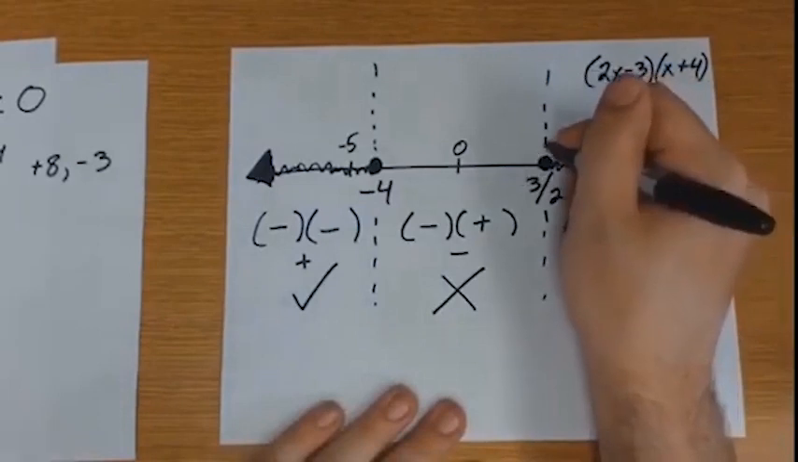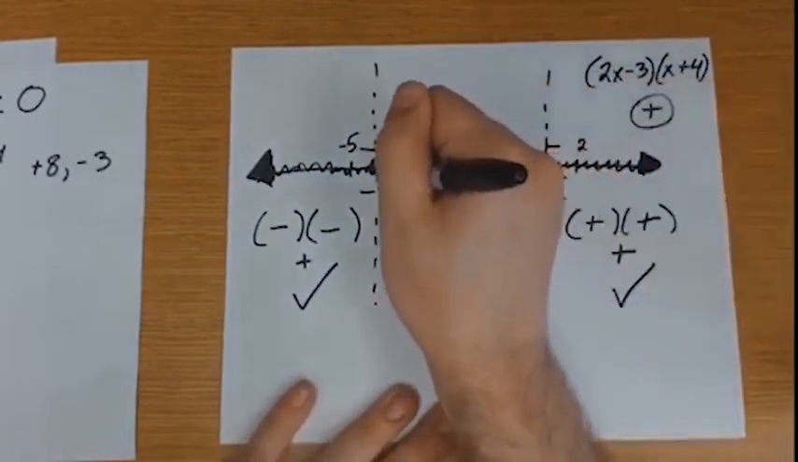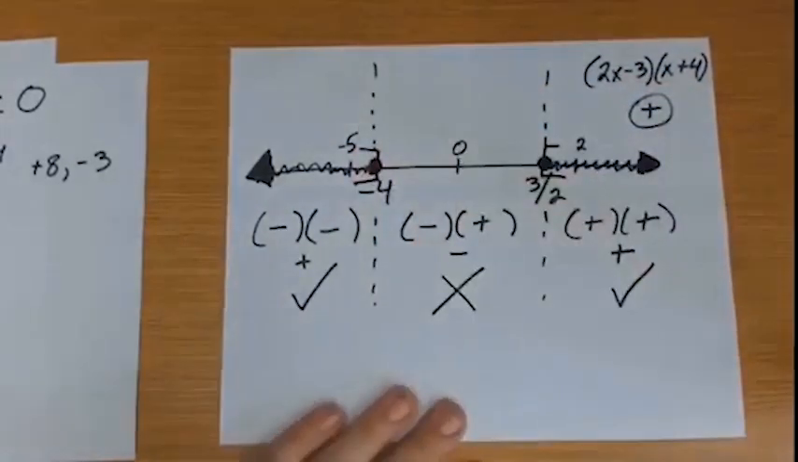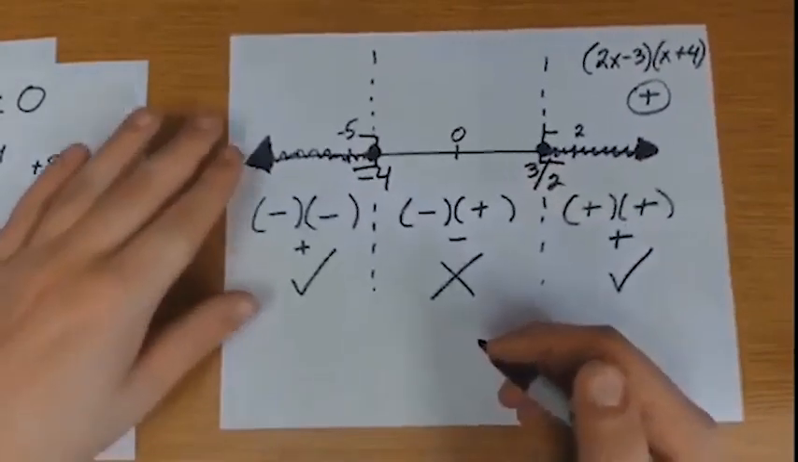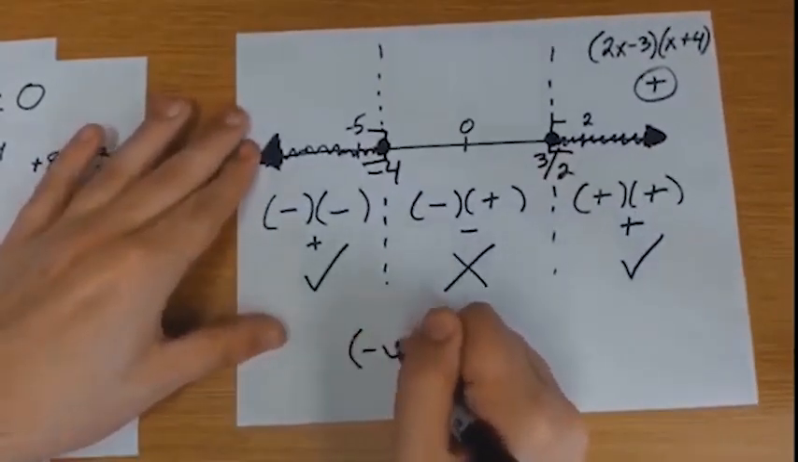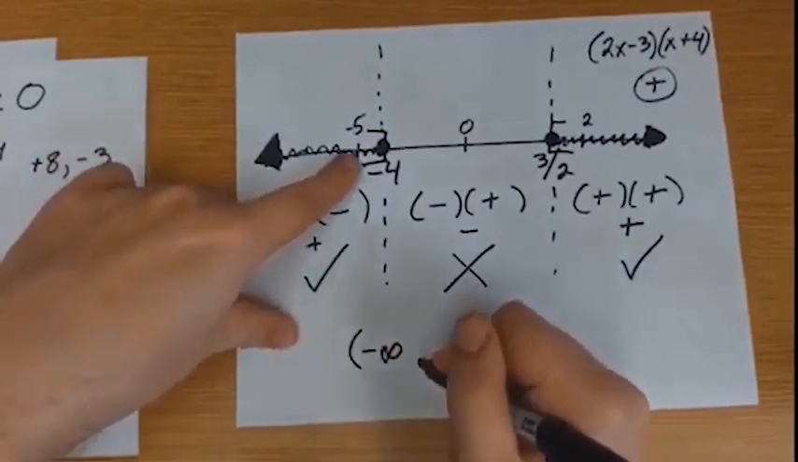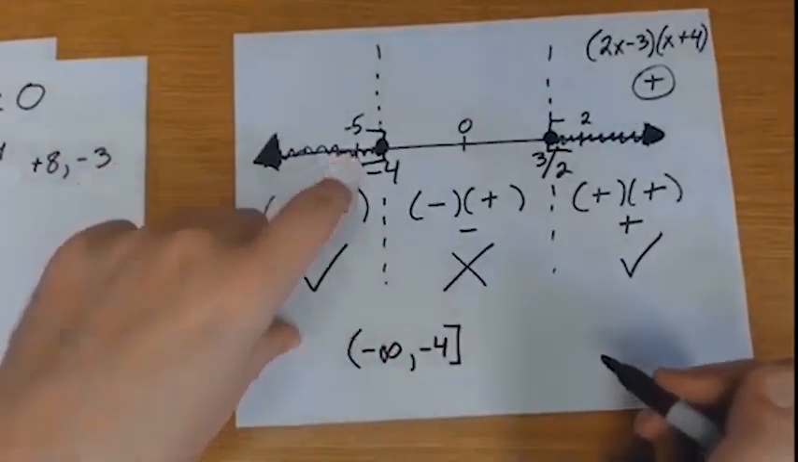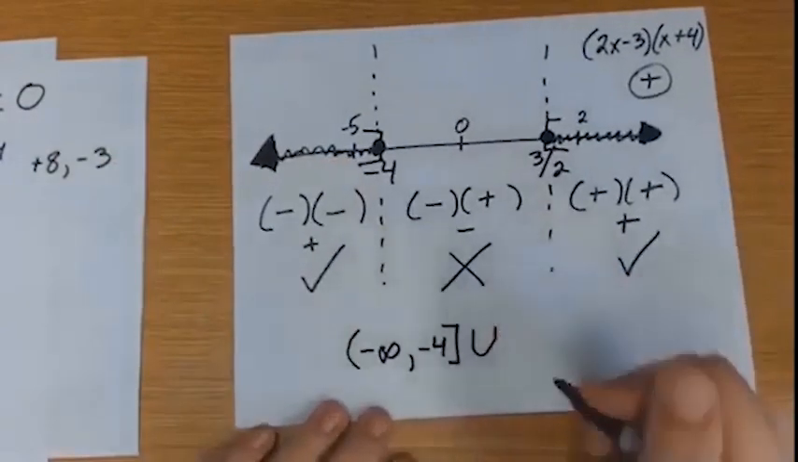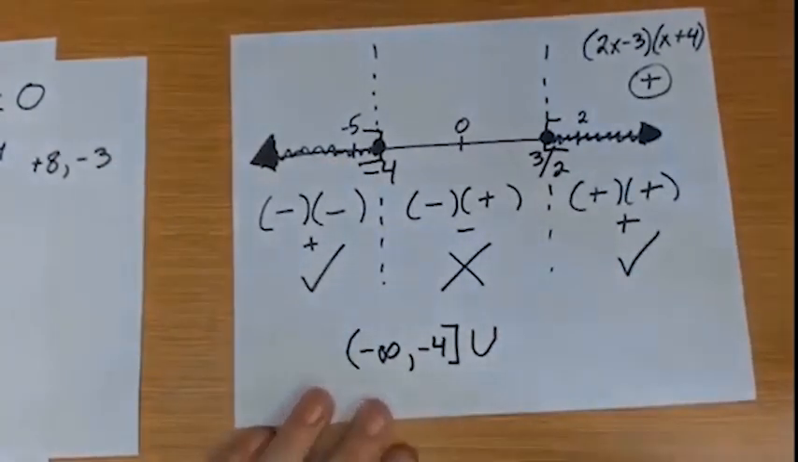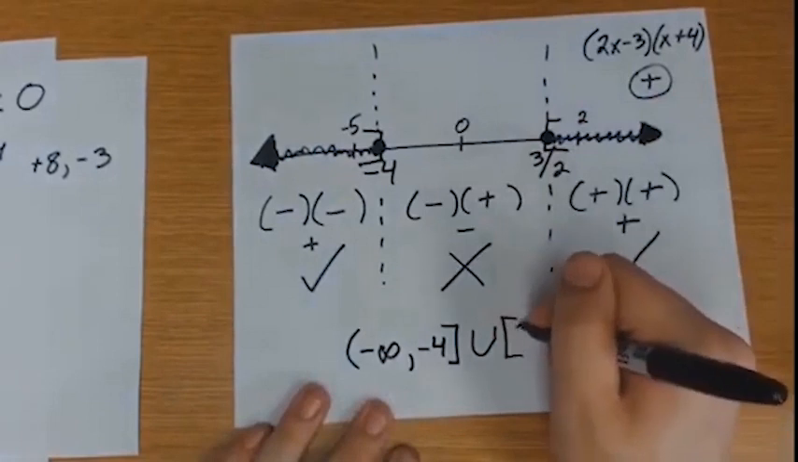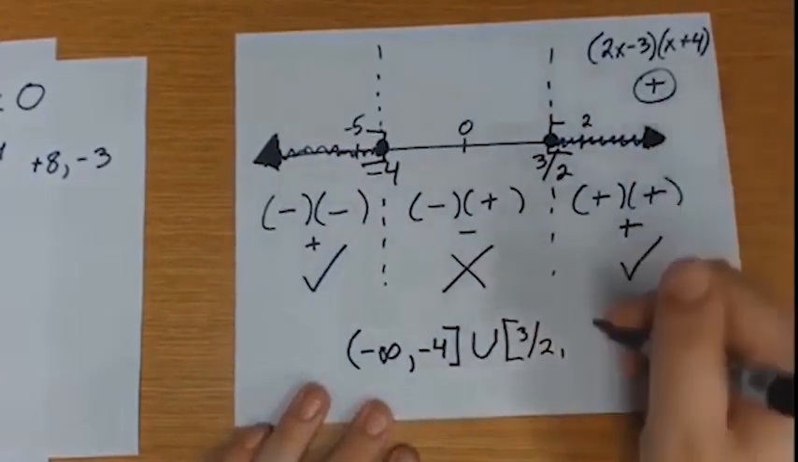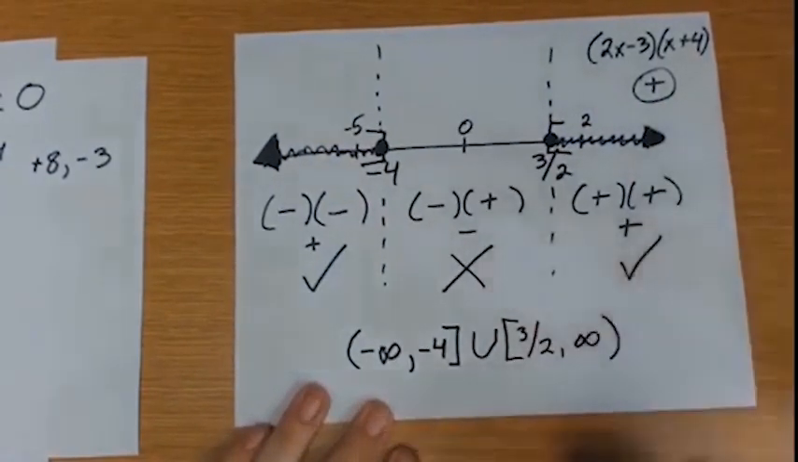Now that we know what direction we're going, these are brackets. And this is going to give us interval notation. We have negative infinity to negative 4, including negative 4. We need to combine it with another. We use that union symbol. 3 halves to infinity.